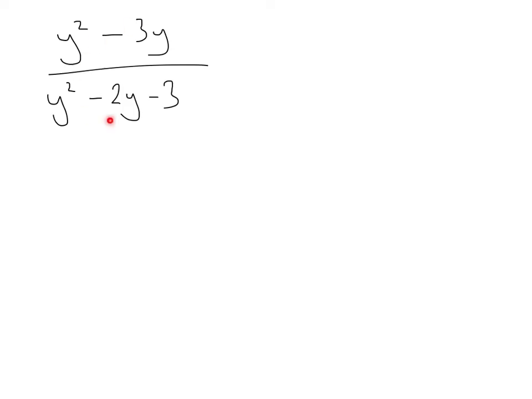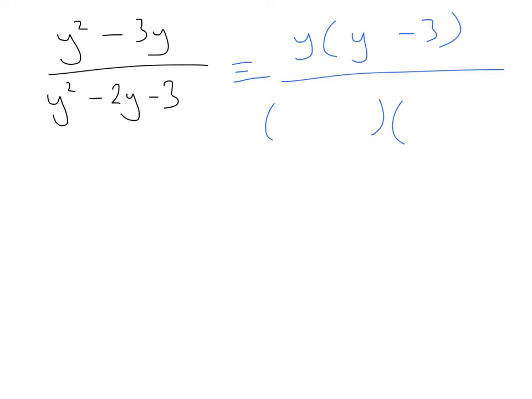As before, we will factorize the top and the bottom. On top we can just take out a common factor of y, leaving us with y minus 3 in the brackets. On the bottom we'll have to use quadratic factorization because we have a trinomial, and so we'll have a y in each bracket, and then we need two numbers that multiply together to give negative 3. So that's going to be 1 and 3.